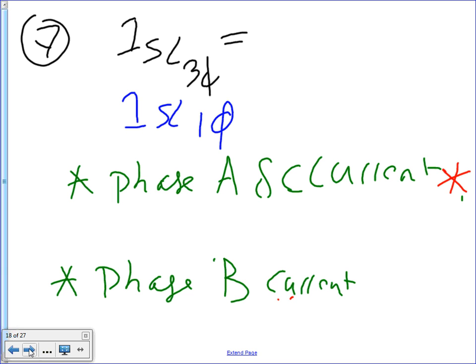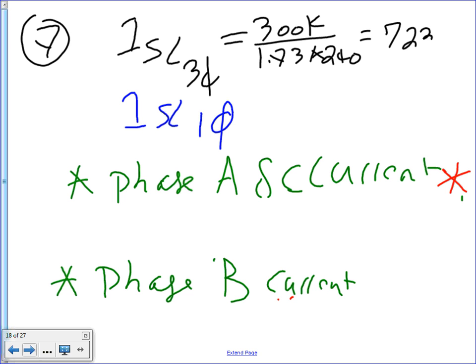Now we're going to go on the secondary side. The secondary side, my friends, is no exception. On the secondary side, we're going to have 300K divided by 1.73 times the three-phase voltage, which is 240, and that will get me a healthy 723, right? 723 amps, piece of cake.